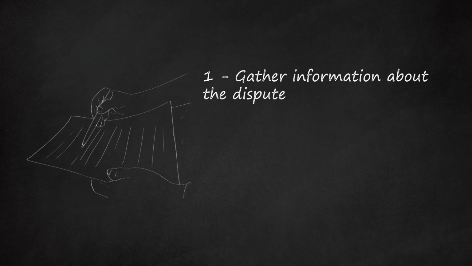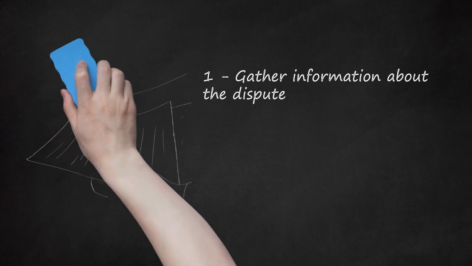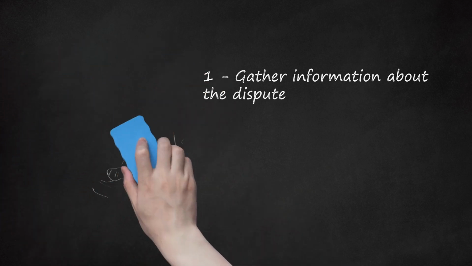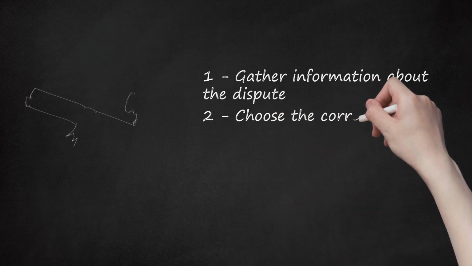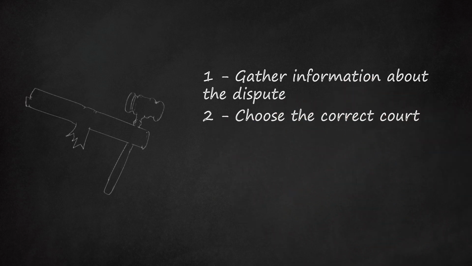Some courts require proof that the parties attempted to resolve a dispute privately before submitting their dispute to the courts. 2. Choose the correct court. The amount of money at stake and the identity of the parties may determine which courts are available to you if you want to file a lawsuit to resolve your construction contract dispute.